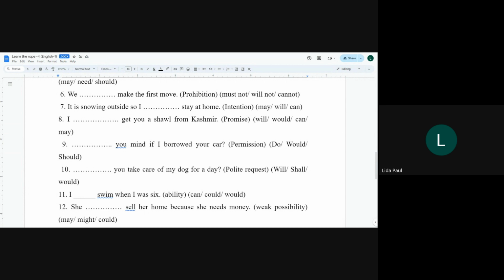But can I also use do here? Do you mind if I borrowed your car? Yes, ma'am, it can be used. Can I say do you mind if I borrowed your car? Ma'am, we can use do, but using would will be a much more polite manner. Yeah, you are right. Using would is the polite way of doing that, which is also the next question. But in case I use do here, my question is, will it be grammatically right? When I say, do you mind if I borrow your car?